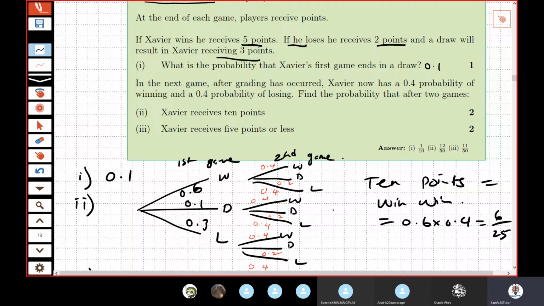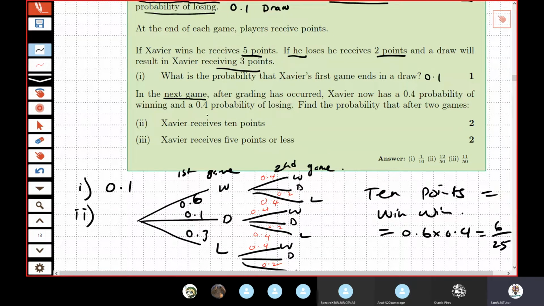And you wouldn't have drawn a table for that one, right? So you can kind of distinguish between the two different types of questions. Am I going to draw a table? Am I listing, or am I drawing a tree diagram? And when you see the words 'in the next game', that's a second event, so it's more like a tree diagram style question.